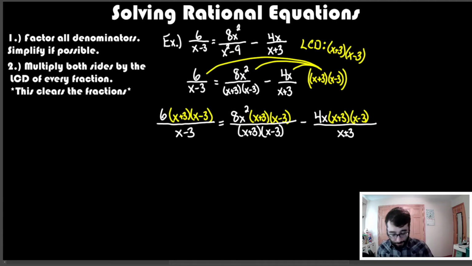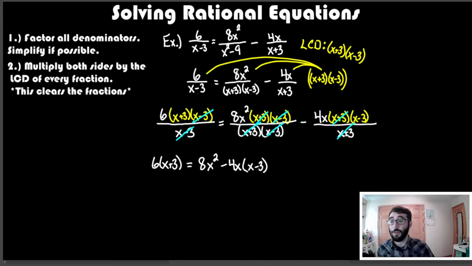And from here, we should be able to see that, hey, these x minus 3s are going to cancel here. These x plus 3s and x minus 3s are going to cancel here. And these x plus 3s are going to cancel here. So we can go ahead and cancel out all of those factors, and notice what happens. It gets rid of every denominator. It gets rid of all the fractions, hence clearing the fractions.